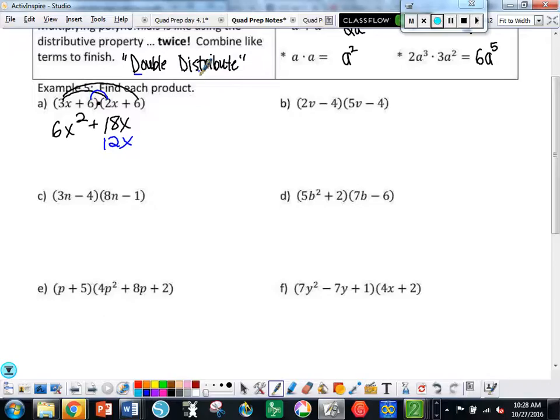I distribute the 3x. Now I'm going to distribute the 6. I get the 12x, and then I get the plus 36. In the end, we're going to have terms that are the same, and we can add them together. So, if this doesn't combine with anything, it would be 6x squared plus what? 30x plus 36.